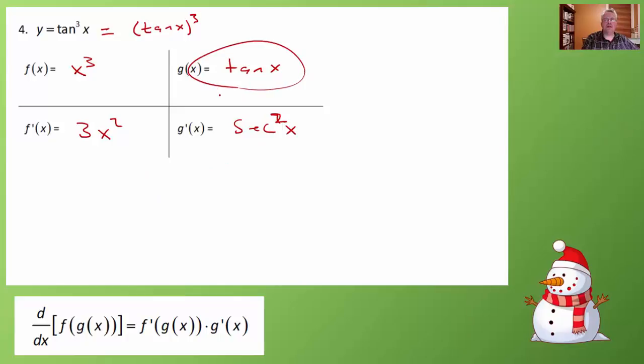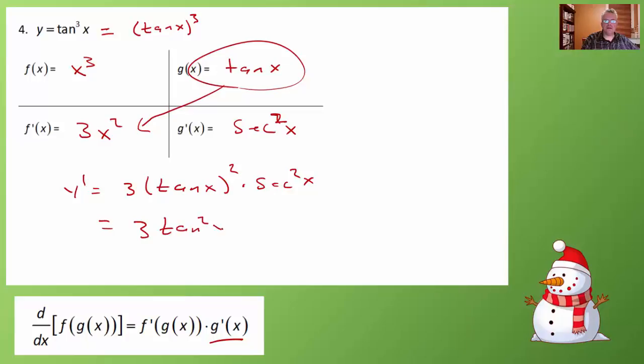Okay, so here we go. We've got to substitute g into f prime. So this would be 3 times tangent x squared times g prime, secant squared. We could write this with the exponent on the tangent function like this. That means the same thing. Times secant squared x. And that's a times. Or just 3 tangent squared x secant squared x. There we go. All right, no problem once you get the hang of this.